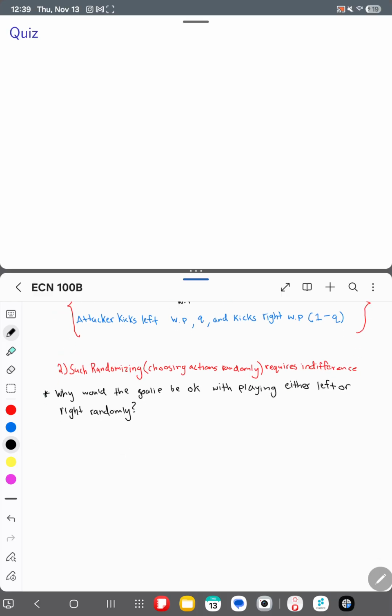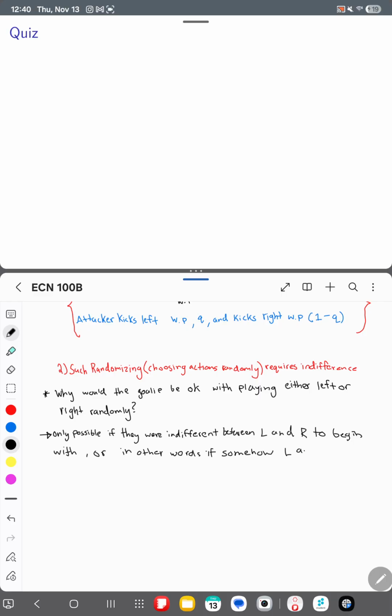And then I'm going to argue that this is only possible if they were indifferent between L and R to begin with, or in other words, if somehow L and R give equal payoffs.